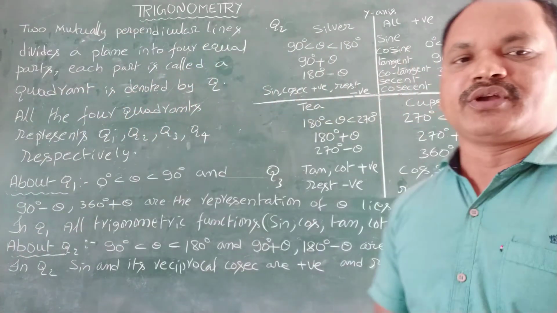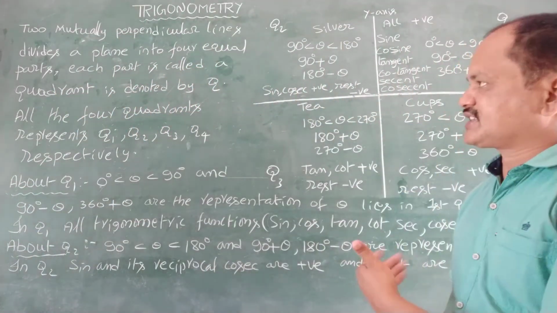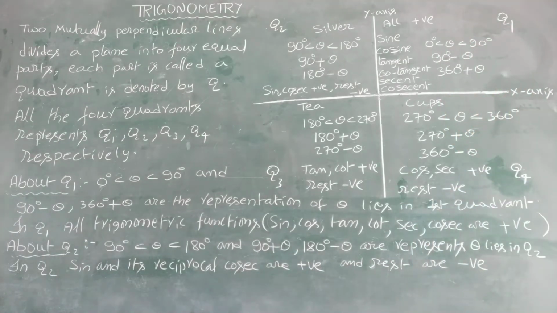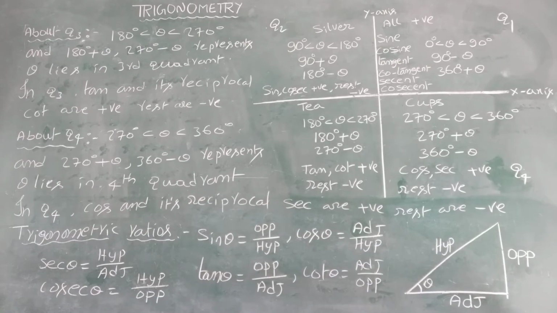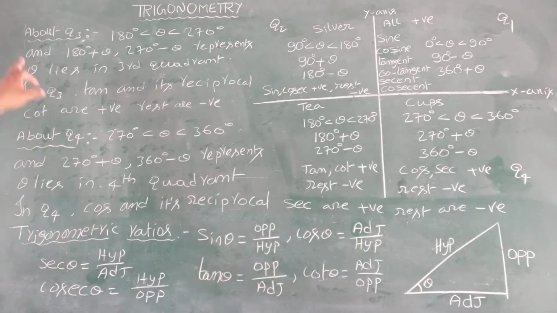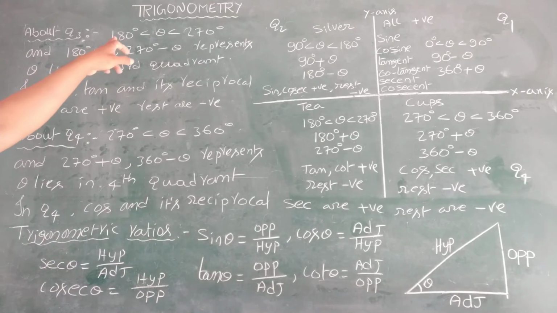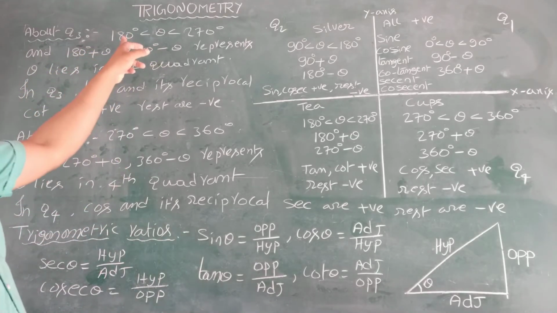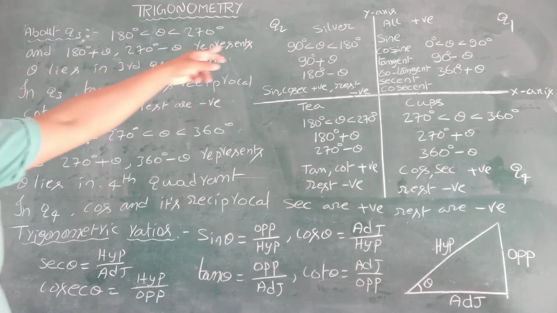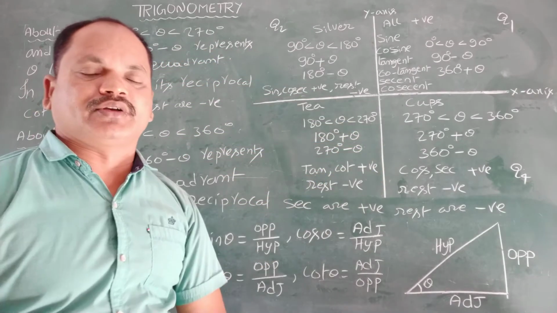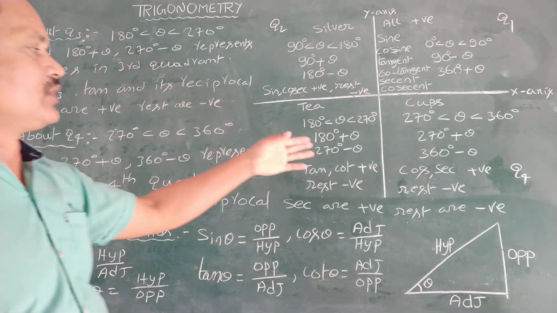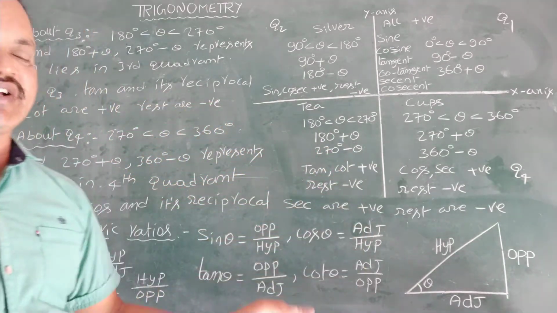Okay, now we have to describe quadrant 3, Q3. Write it fast. So about Q3. Q3 is the representation of 180 less than theta less than 270, and 180 plus theta, 270 minus theta represent Q3. In Q3, tan and its reciprocal cot are positive, rest are negative.